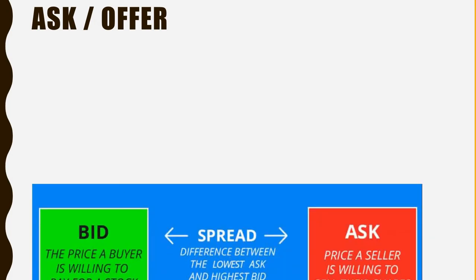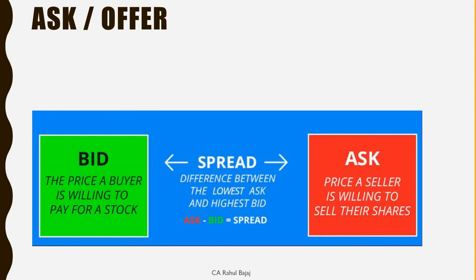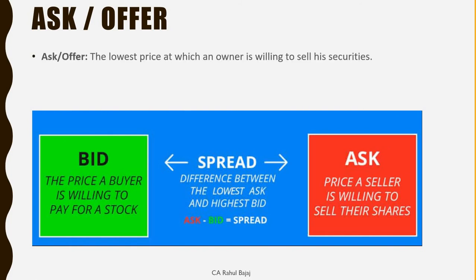Next point is ask or offer. Many people get confused about what the ask or offer rate is. Ask and offer are the same. When somebody is asking you money for their shares, that is the ask rate. When somebody is offering, in day to day life we get to know that an offer is going on here. So that is offer, or ask, where somebody is asking money to sell their shares. So don't get confused.